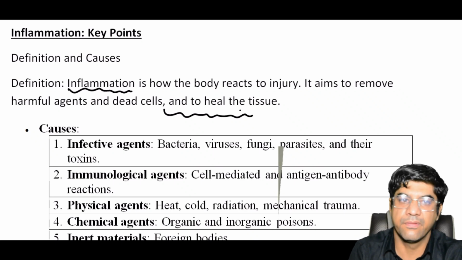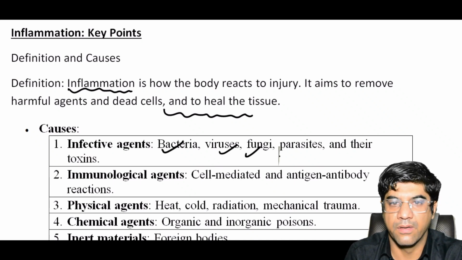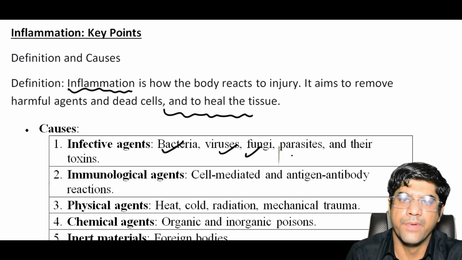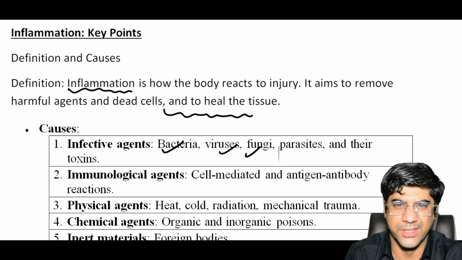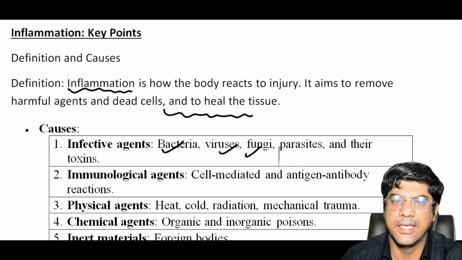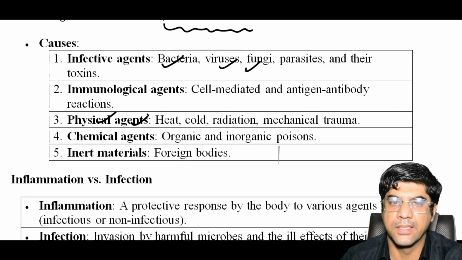Now, what could be the cause of this inflammation? First of all, there could be involvement of infective agents that include bacteria, viruses, fungi, parasites, and toxins. So, when you get a bacterial infection, your body responds with inflammation. The second is immunological agents. These are related to our immune system, like the cell-mediated and antigen-antibody reactions.